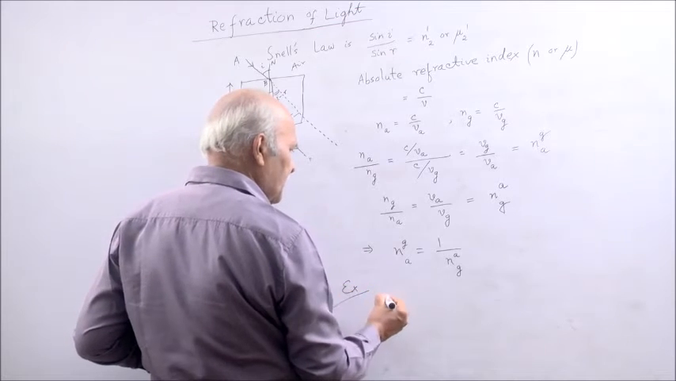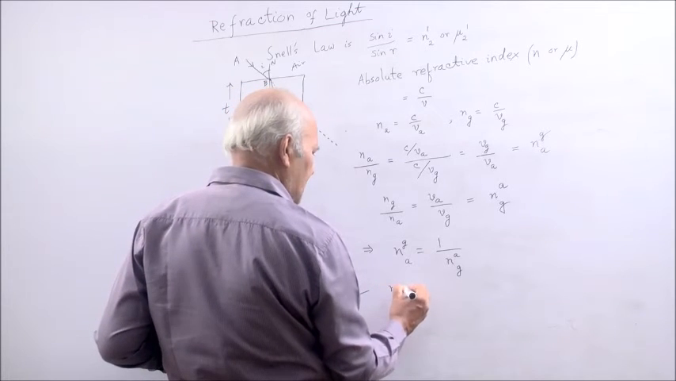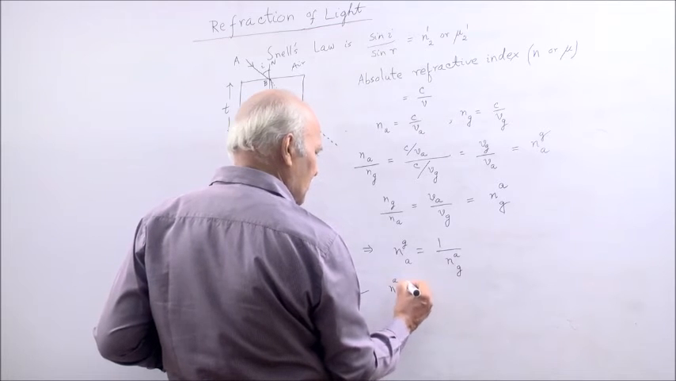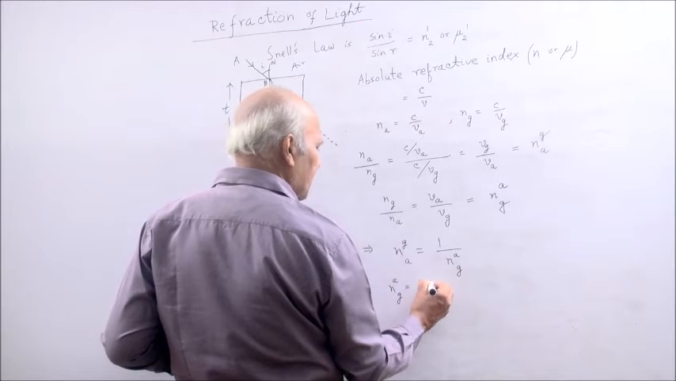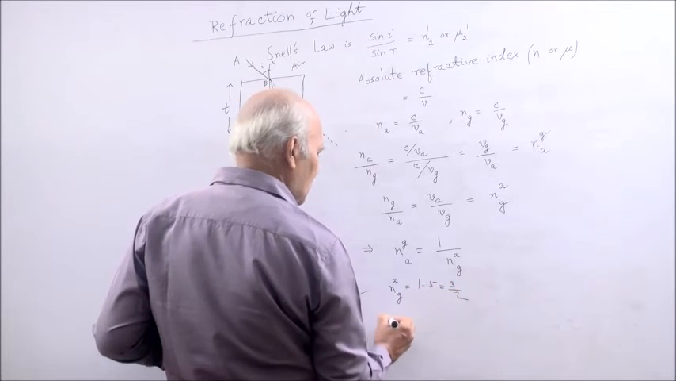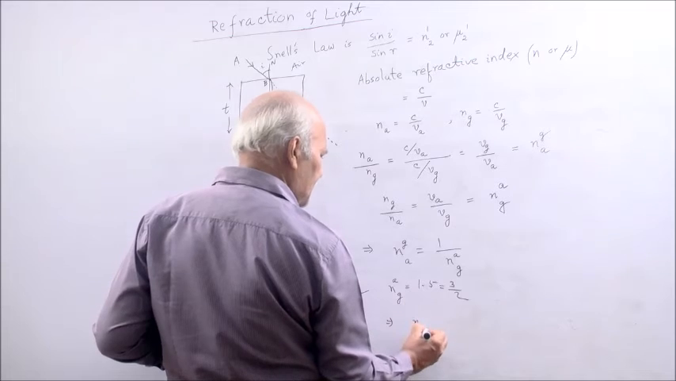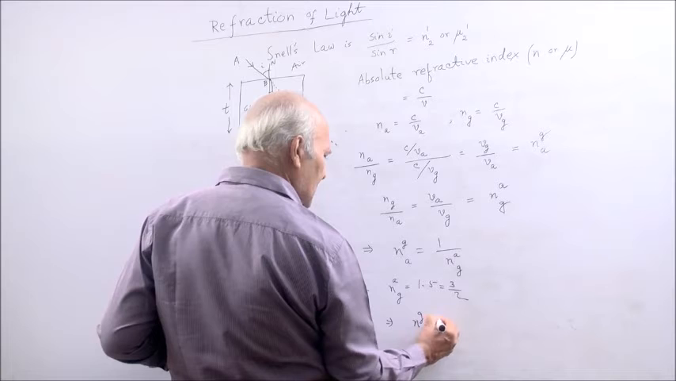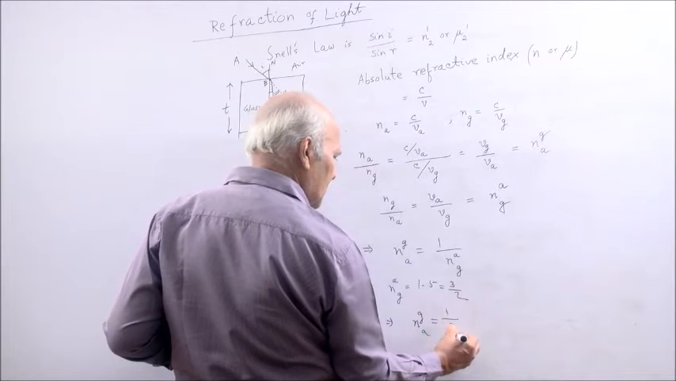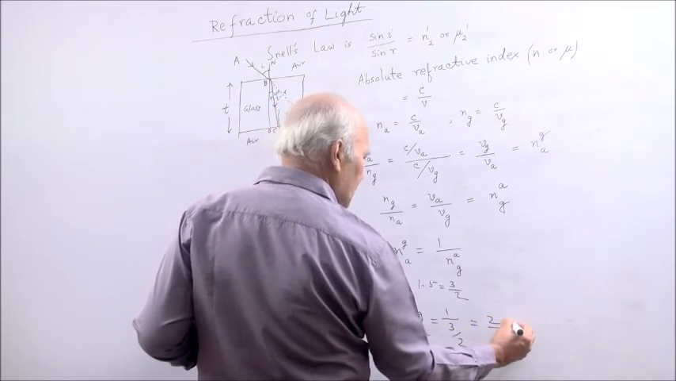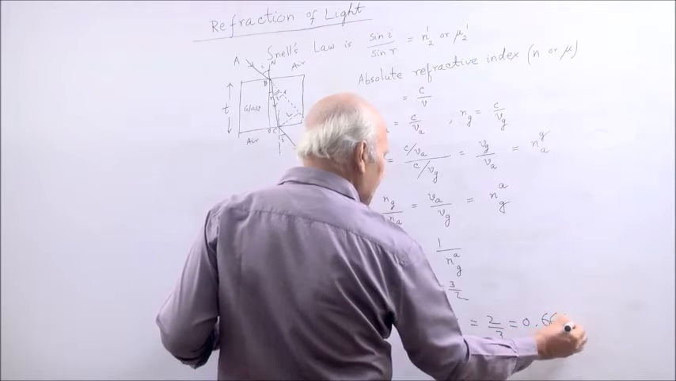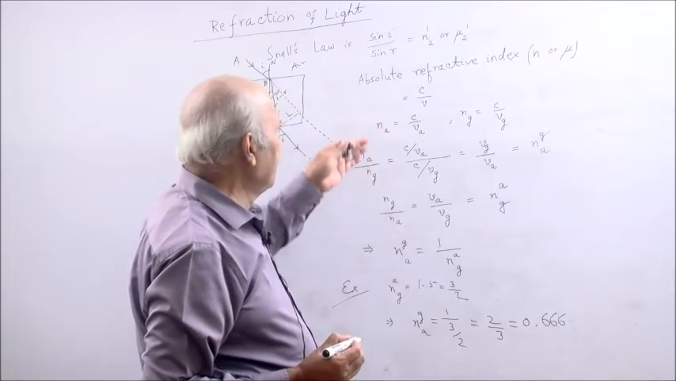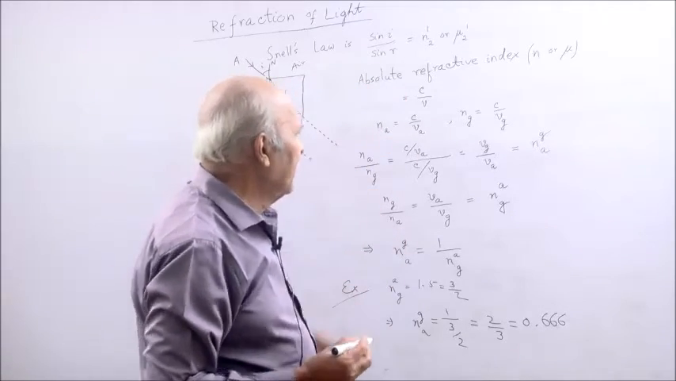Example is N glass with respect to air is 1.5, that is 3 by 2. So, naturally Nga is equal to 1 by 3 by 2, that is 2 by 3, that is 0.666. This shows that they are related, absolute and relative.